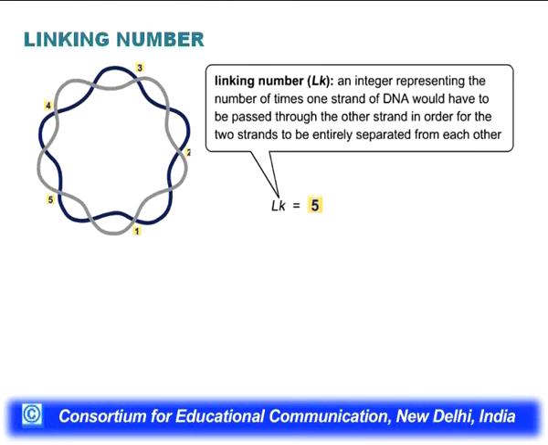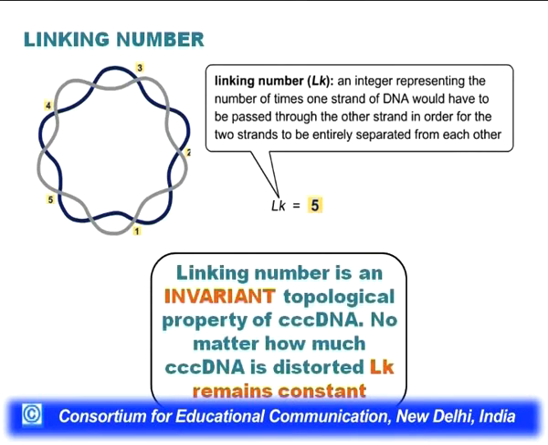Just like we saw, if some kind of magic happens at these points where the two strands are crossing one another and they just somehow come out, that is defined by the number LK, which is equal to 5 in this present model. This linking number is an invariant topological property of CCC, covalently closed circular DNA. No matter how much the cccDNA is distorted, the LK remains constant.